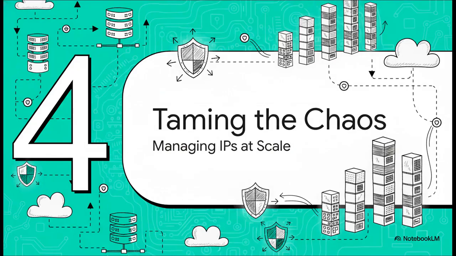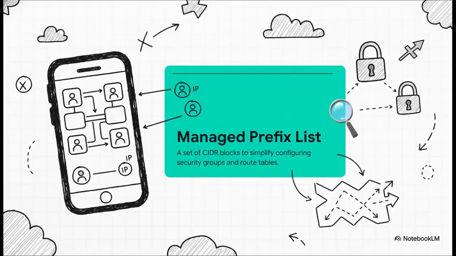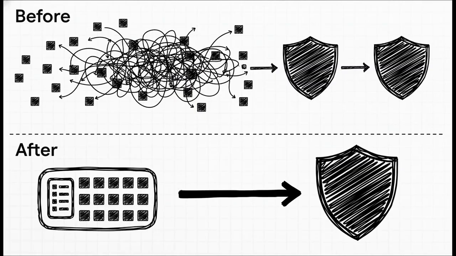Okay, so you could imagine with all these addresses flying around, public, private, IPv4, IPv6, things can get super complicated, right? Especially if you're in a big company. How do you possibly keep it all straight and, more importantly, secure? Well, the answer is a really powerful tool called Managed Prefix Lists. The easiest way to think about a prefix list is like a contact group on your phone. Instead of trying to manage hundreds of individual phone numbers in your security rules, you just group them all into one single named list.